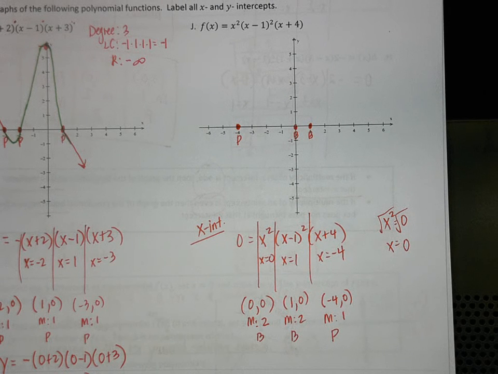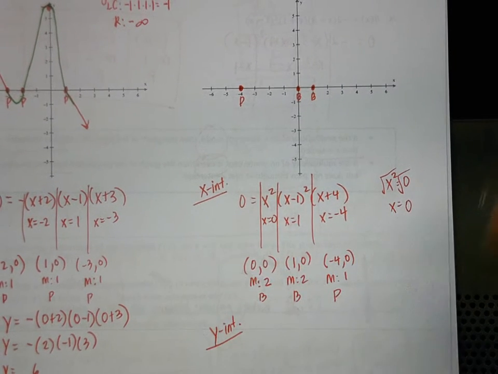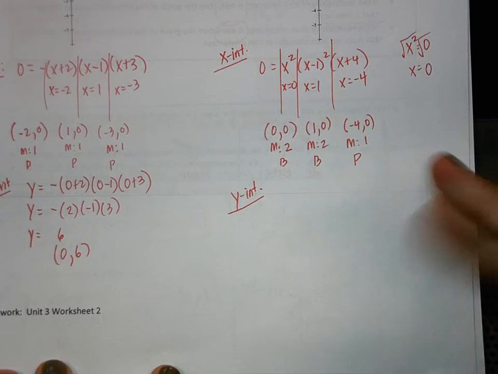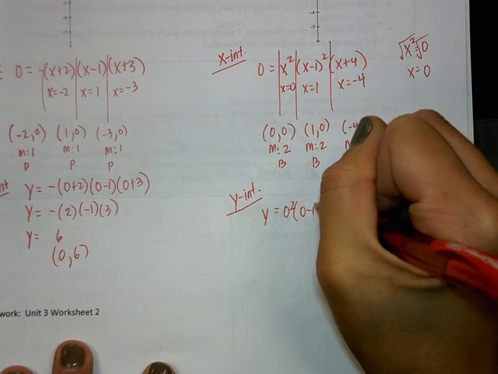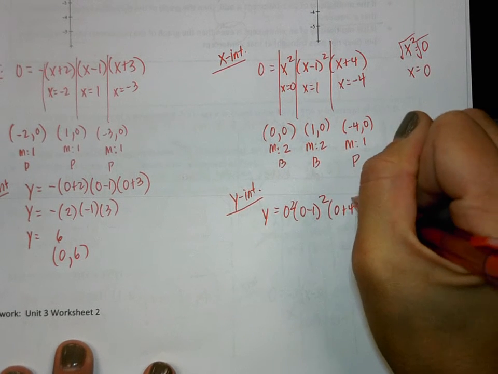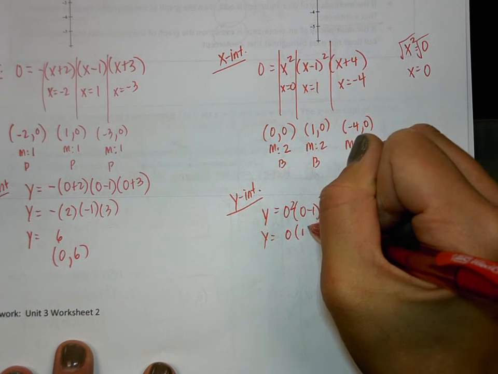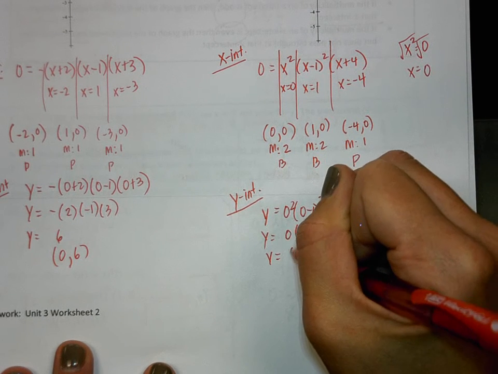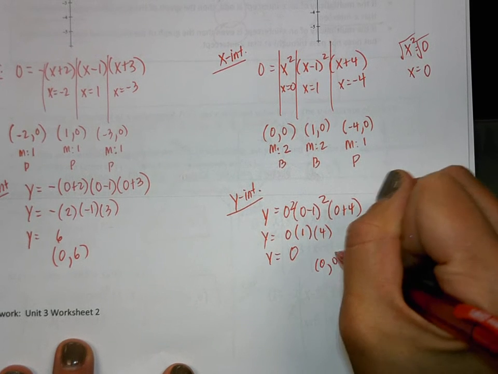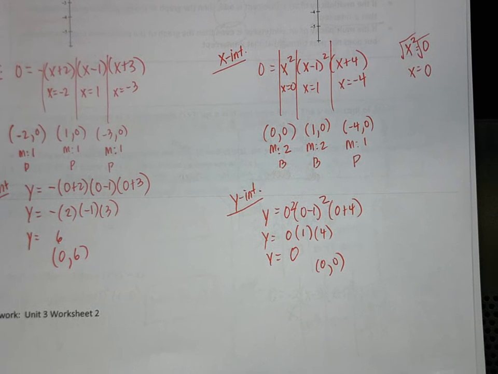For our y-intercept, we plug in 0 for x. I'm going to move this up so you can see what I'm doing. We will have y equals 0 squared times (0 minus 1) squared times (0 plus 4). Well, (-1) squared makes a positive 1, but 0 times anything is just 0. So that ordered pair is (0, 0), which is already an x-intercept. So I already have that point on there, and there isn't another point to put for my y-intercept. That's where the line is going to cross the y-axis and also the x-axis.